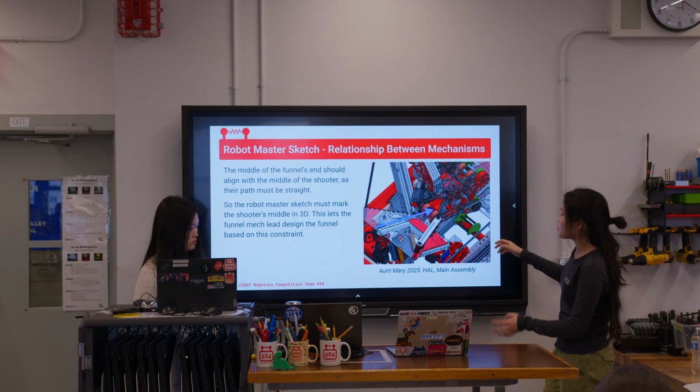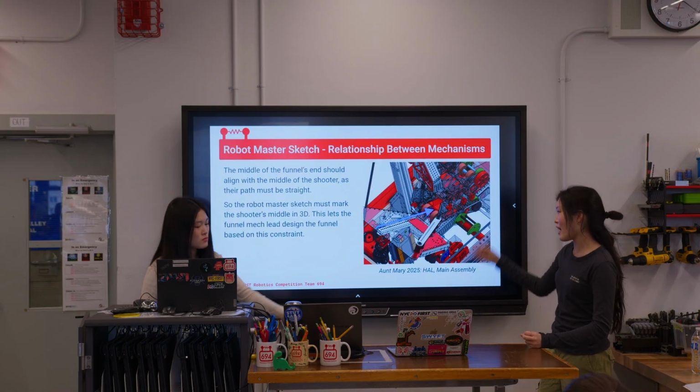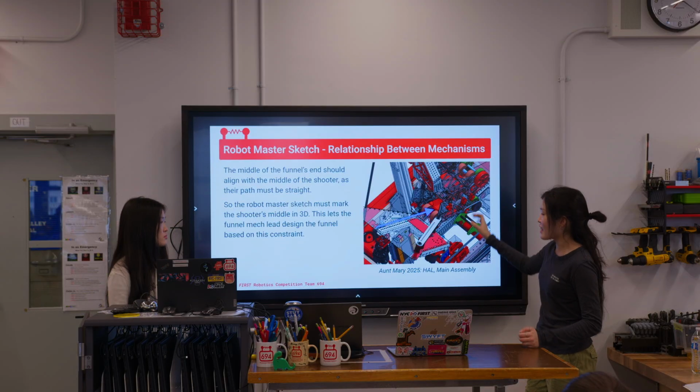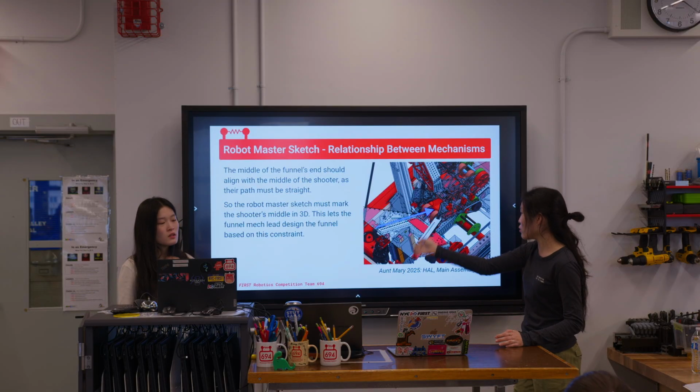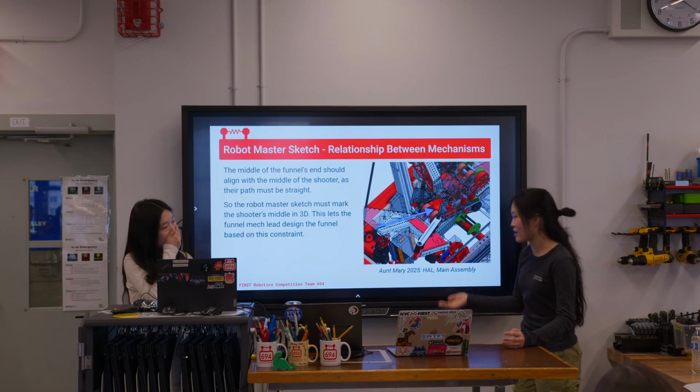The relationship between the funnel and the shooter is that the exit point of the funnel has to align with the entering region of the shooter. That's their relationship. That whole thing must be aligned. So if this whole thing is 2 inches off, your coral is just not going to enter your shooter.